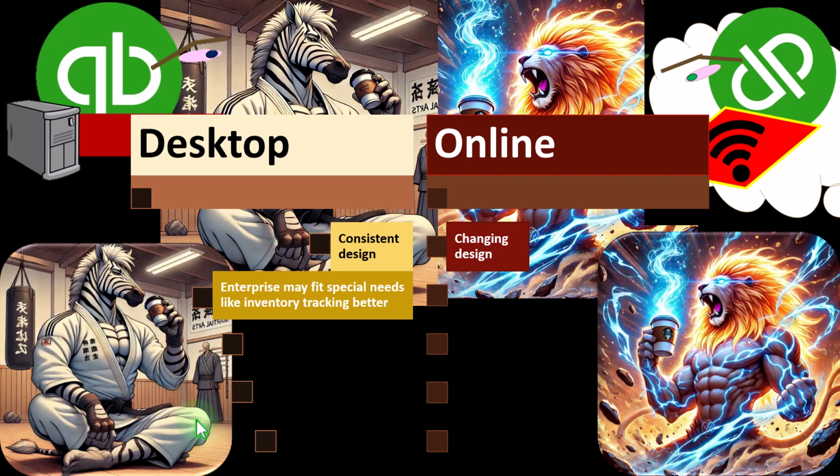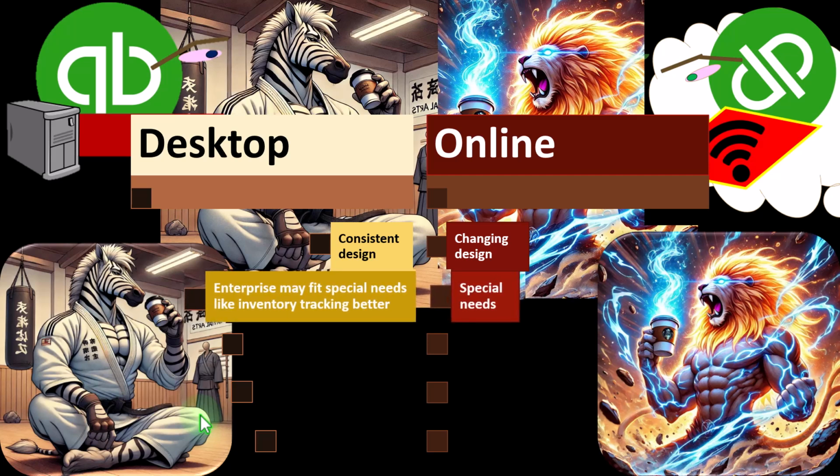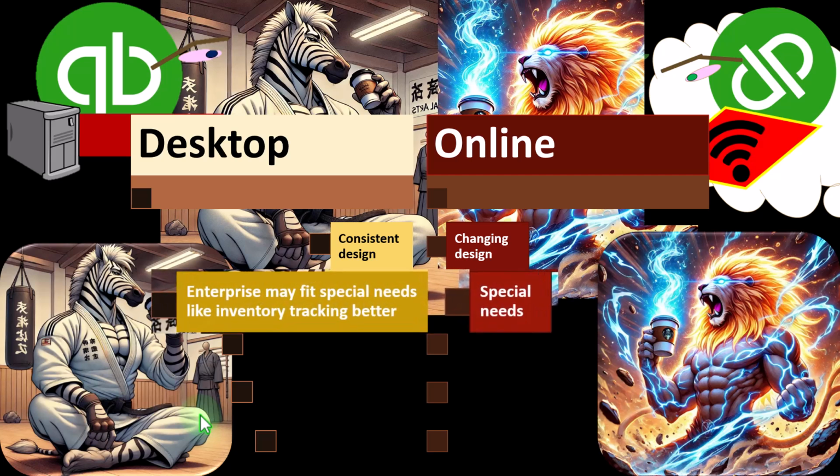So enterprise may fit special needs like inventory tracking better. Remember that the desktop version is basically being, in essence, removed for small to mid-sized businesses, which used to be their bread and butter. That used to be the main people that use the desktop version. And so that's basically kind of going away now. But they still have the enterprise version.